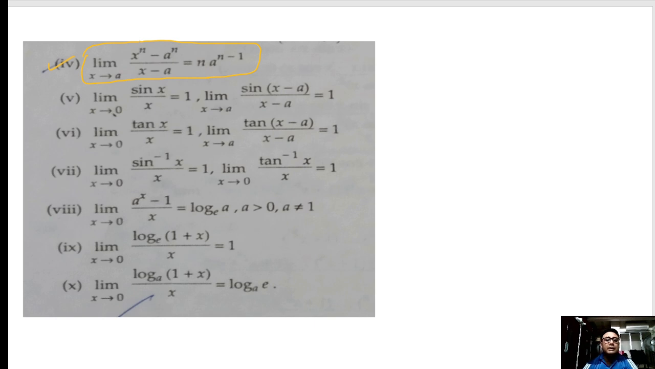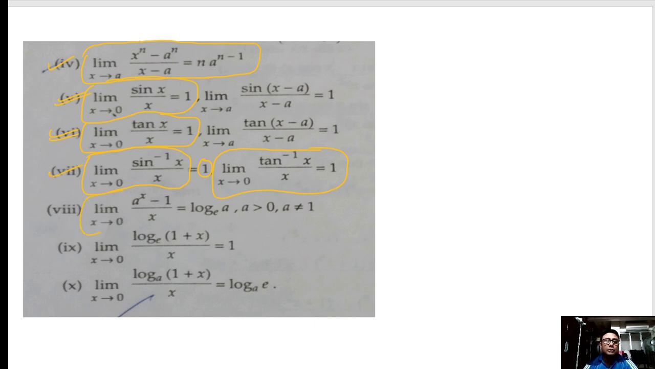The second formula is: limit x tends to 0, sin x by x is 1. I will take the help of this the maximum number of times. Similarly, limit x tends to 0, tan x by x is 1. I will take the help of this formula also. Similarly, limit x tends to 0, sin inverse x by x is also 1, and limit x tends to 0, tan inverse x by x is also 1. This also we will use.